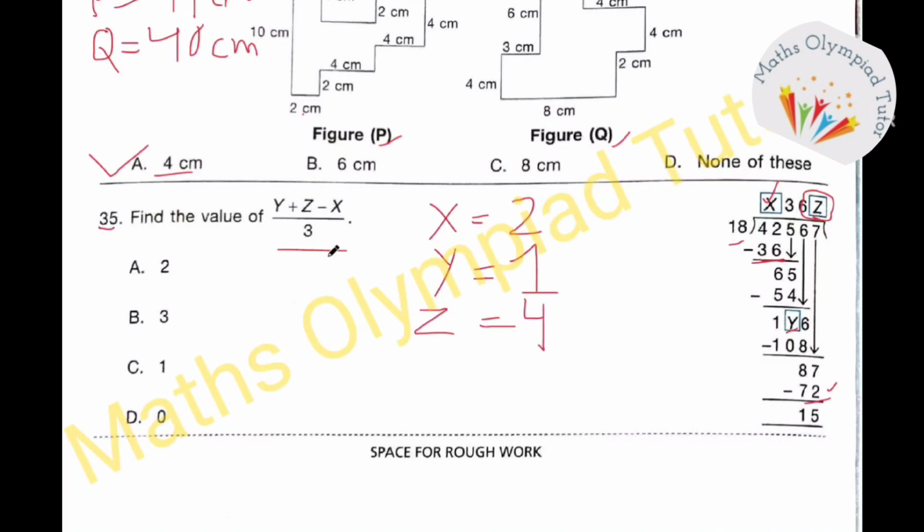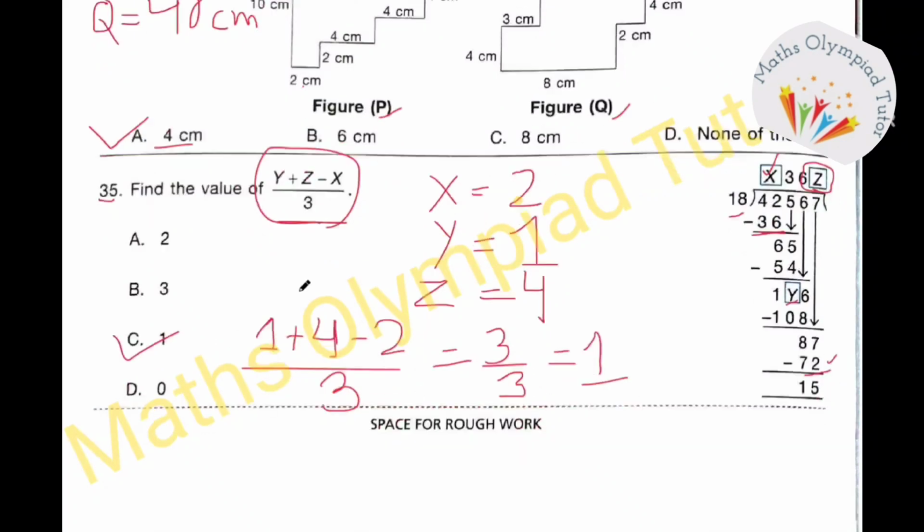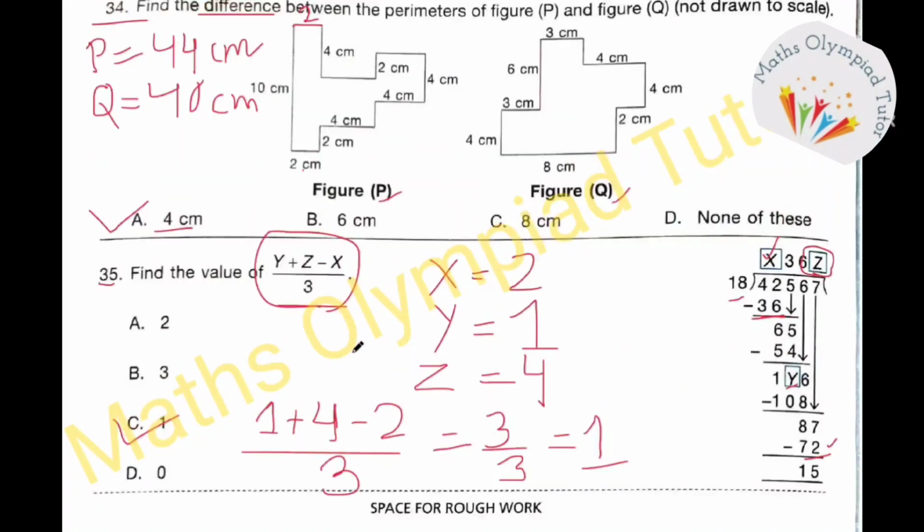Now we can find the value of this required fraction, y plus z minus x upon 3. Y is 1, z is 4, x is 2. 1 plus 4 is 5. 5 minus 2 is 3. So this is 3 upon 3, and 3 upon 3 is 1. So which is option C here. So this completes this particular paper of year 22, set A for grade 4.